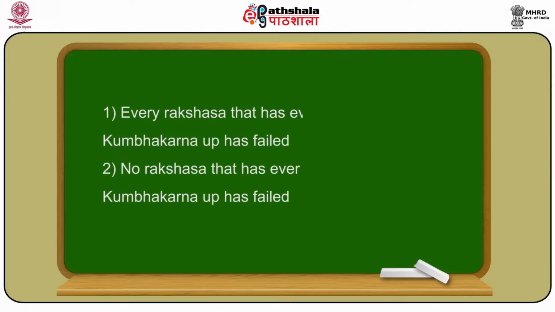can occur in this structure, you again get the following pattern. Every Rakshasa that has ever tried to wake Kumbhakarna up failed. No Rakshasa that has ever tried to wake Kumbhakarna up has failed. They are both, in other words, NPIs are good in the restriction, both of the determiner every as well as the determiner no.